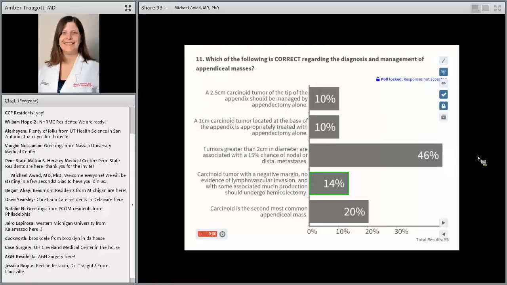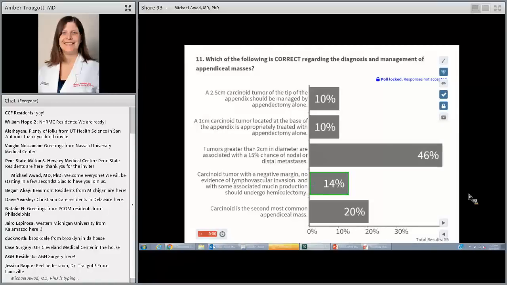Okay, let's talk about this one. So the correct answer was B. And the reason for that is that you're looking for risk factors for metastasis that would prompt you to perform a more radical resection. So in this case, lymphovascular invasion would be a risk factor. It's not present. But mucin production is also a risk factor. And so if there was mucin, you would want to perform a hemicolectomy.